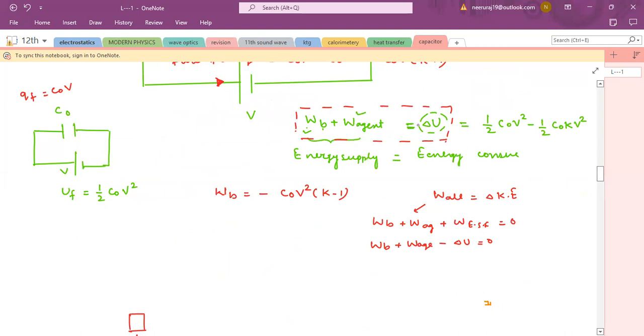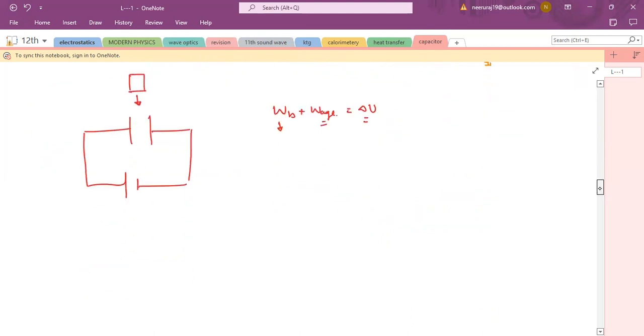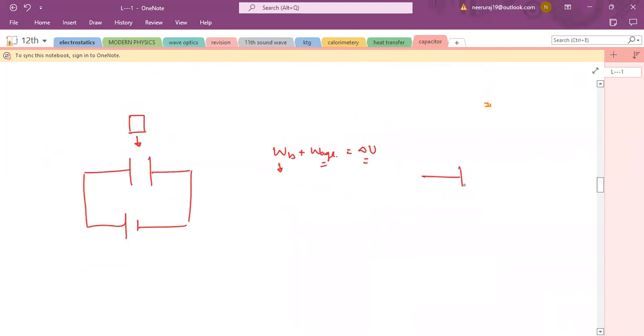In all the scenarios, whether the capacitor is connected to a battery or the battery is not connected. See, if the battery is not connected, then the problem is very simple. If they ask the work done, then in this scenario, work done by the external agent is just equal to the change in potential energy, nothing else. This time there is no battery. The scenario is very simple.